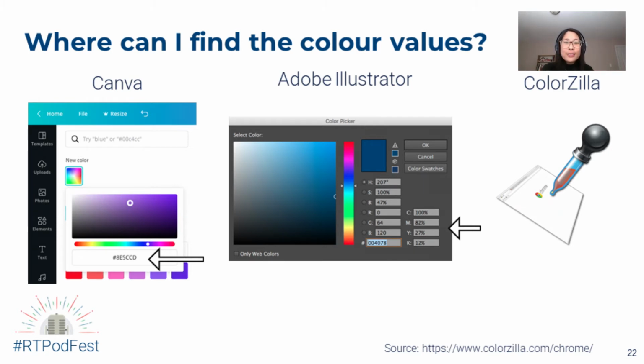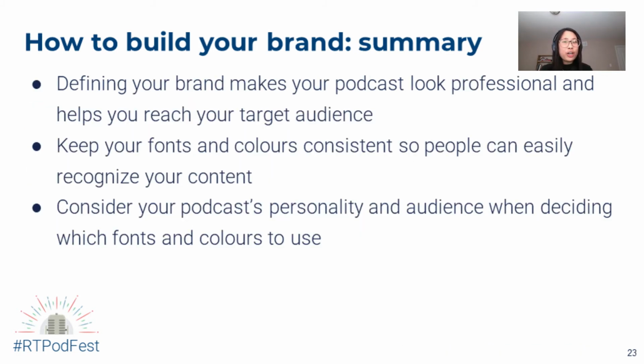So to summarize, defining your brand makes your podcast look professional, and it helps you reach your target audience. So remember, think about who you're trying to reach, what they like, and how you can cater your content to them. Keep your fonts and colors consistent so people can easily recognize your stuff. There's so much content out there, so it's all about that quick recognition. It's not about trying to be unique every single time.